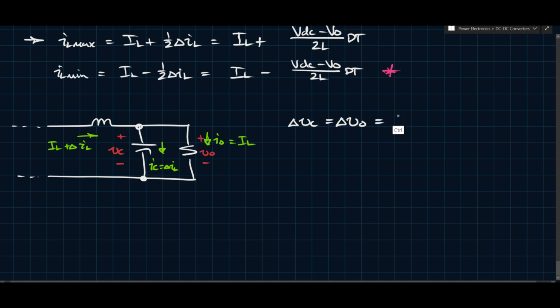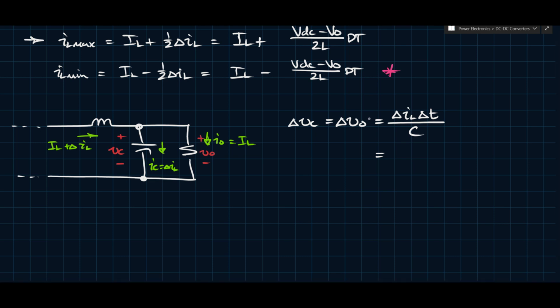But so this is going to be equal to delta IL dt by C, right? Okay, so we have delta IL times T divided by C. We know what delta IL is, and what this means is essentially that the capacitor current is equal to the ripple current of the inductor, right? Because we're assuming that it absorbs the entire ripple.